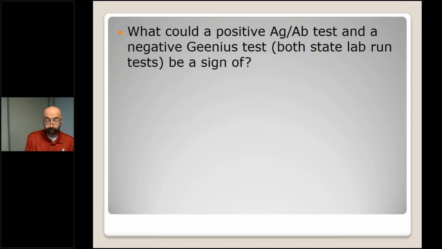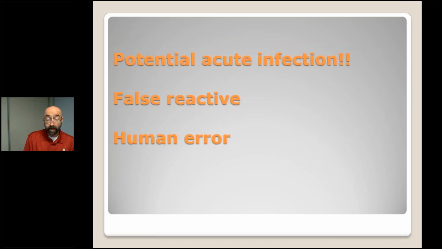Okay. So what could a positive AB test and a negative Genius test, both state-run lab tests, be a sign of? Potential acute infection, so that means the person is in the process of seroconverting. So they are infected, they're producing a great deal of HIV in their system, and they can more easily transmit HIV to their partners during sexual or needle sharing activities that are not safe. It could be a potential false reactive, but we don't see a huge number of those. And it may potentially be human error. So it's not an absolute guarantee that it's acute infection, but that's the first thing we're going to think about.